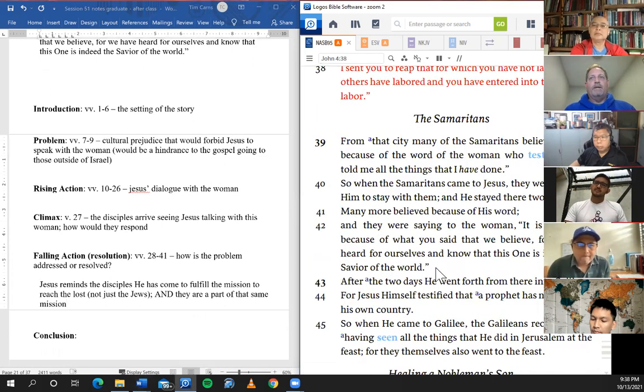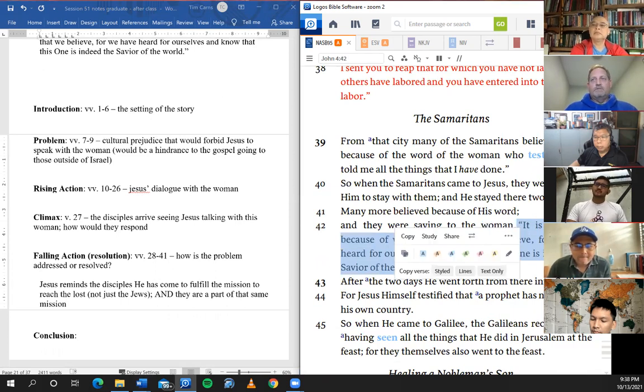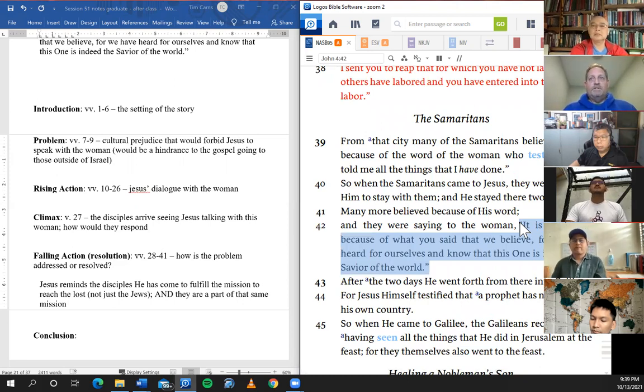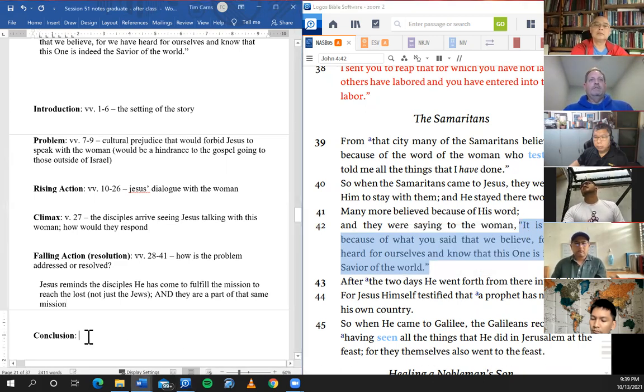I would see the conclusion as the statement made by the Samaritan people, and just as you said, Ents, concluding that Jesus is the Savior of the world. So I would see the conclusion really as verse 42.